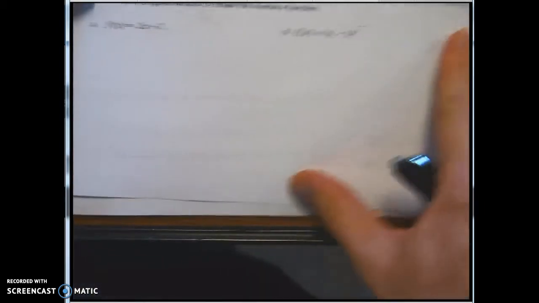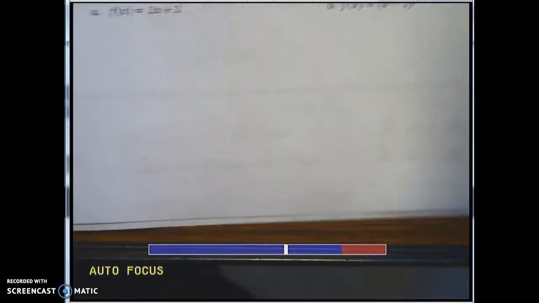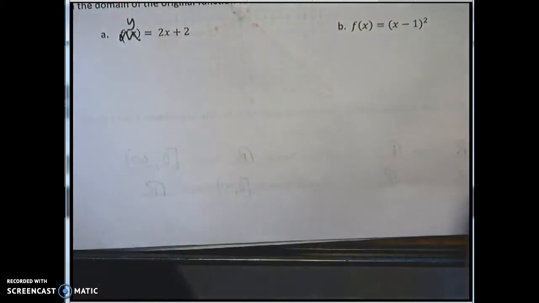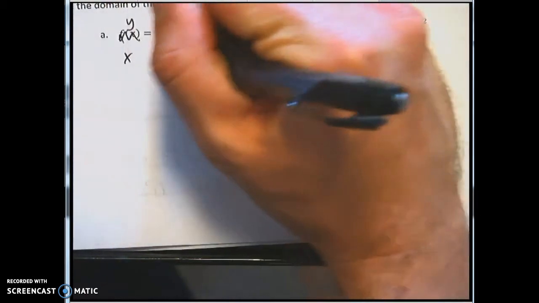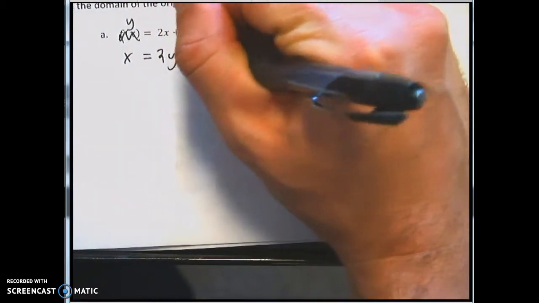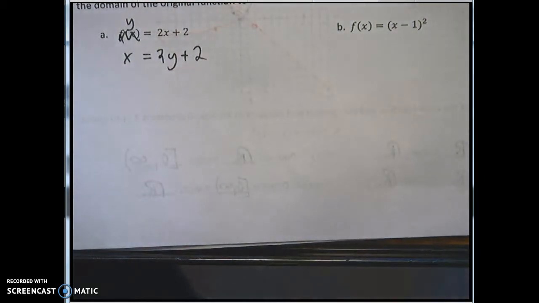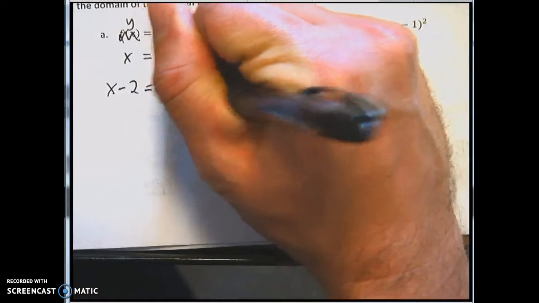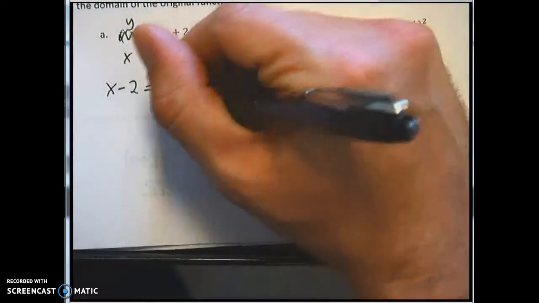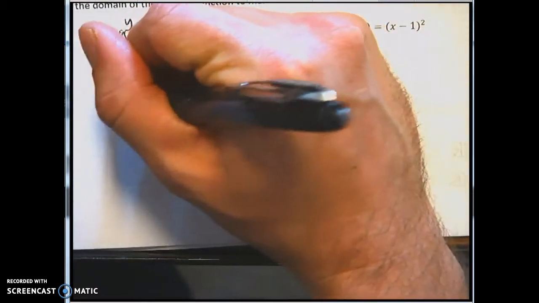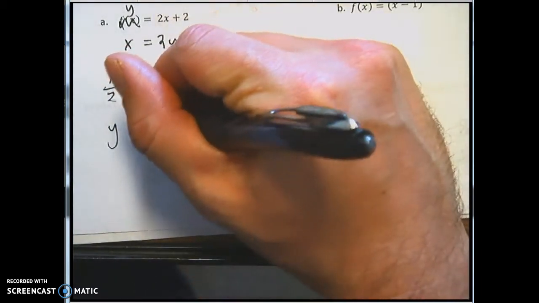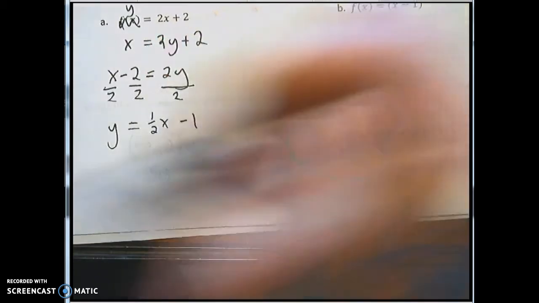I've got this function, f of x equals 2x plus 2. Go ahead and change that f of x into a y, and then exchange the x and the y. X equals 2y plus 2. Now we're going to solve for y. I'm going to subtract 2. X minus 2 equals 2y. Then I'm going to divide everything by 2. And it's going to leave me with y equals 1/2 x minus 1.